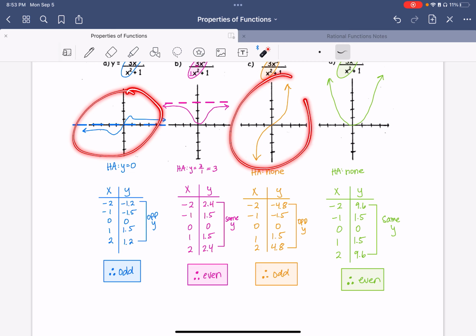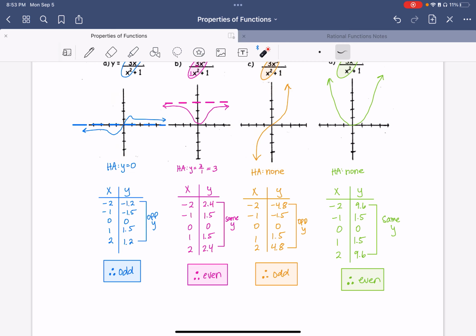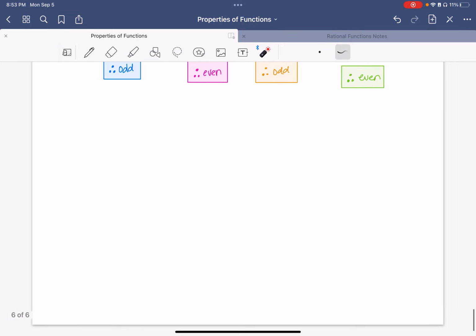And these that are odd, if you were to turn them upside down, they would be the same graph. Okay, so now we've confirmed graphically and numerically that they're even and odd. Now we're going to try to do these all algebraically.